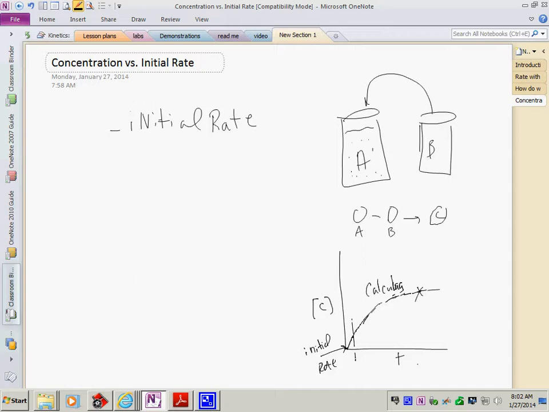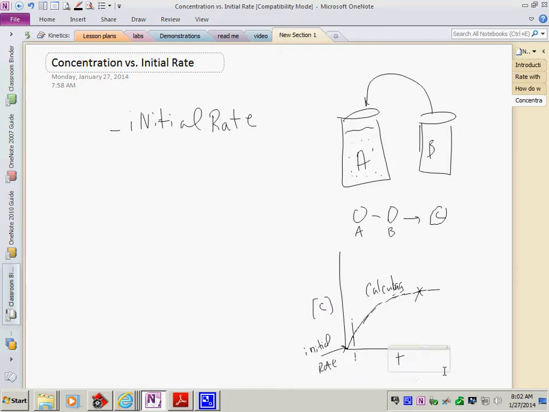Now, the actual calculus of it, the derivation of the mathematical expressions to determine the rate at time t, is not really of any concern for us in advanced placement chemistry. The idea is to be able to use it, to understand the concepts behind it, to be able to use the equations. At this point, we are going to be looking at the initial rate.